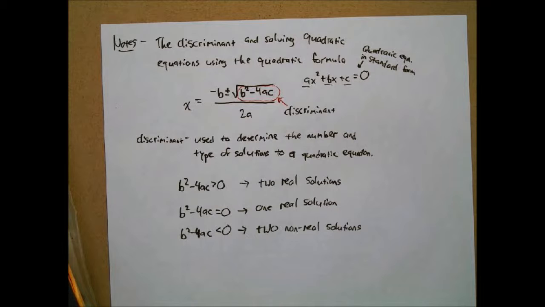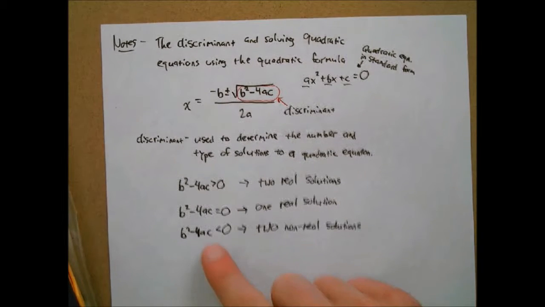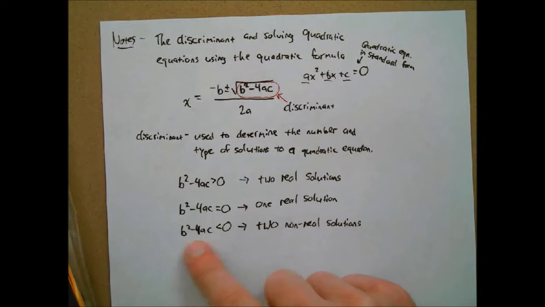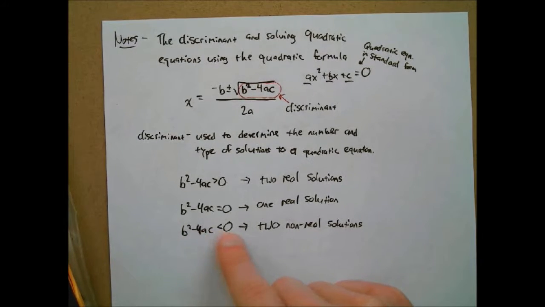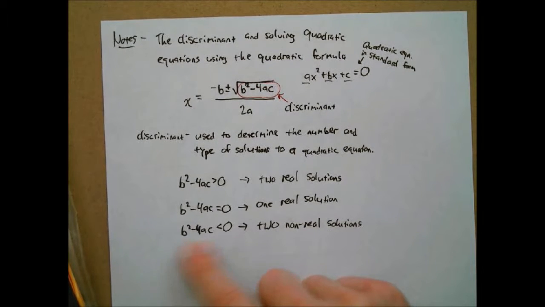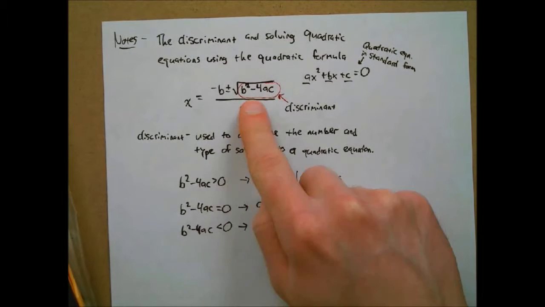Now let's think about this, starting with the last one we just talked about. B squared minus 4ac less than 0. If something is less than 0, we could call it what? If a value is less than 0, it is negative, right? Now, take that b squared minus 4ac, which we know is negative because it's less than 0, in this situation, and let's look at it up here.